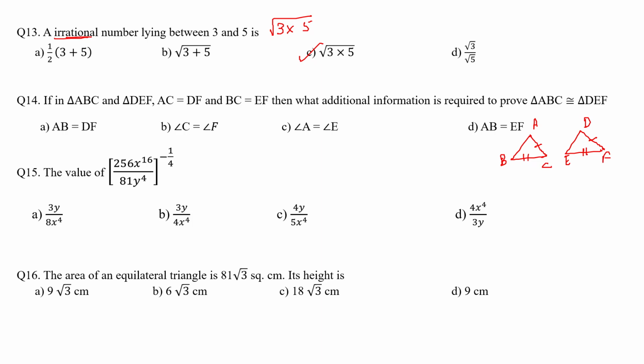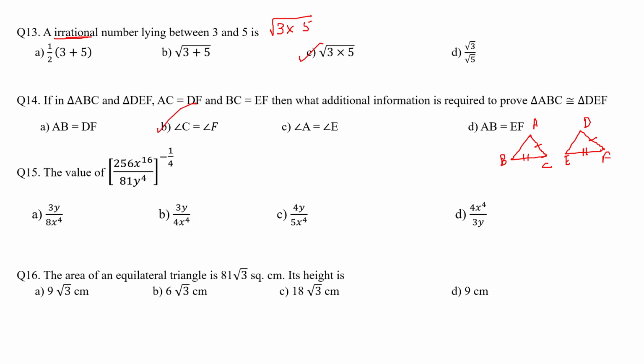Now to prove these two triangles congruent, we need one more criterion, isn't it? So you have to find out from the given options which criterion will make these two triangles congruent, A, B, C and D, E, F. Now if you see here, AB should be equal to DE, but the first option gives AB equal to DF, so this is wrong. Next, C corresponds to F, angle C equal to angle F. So from here I can say B is the correct option.